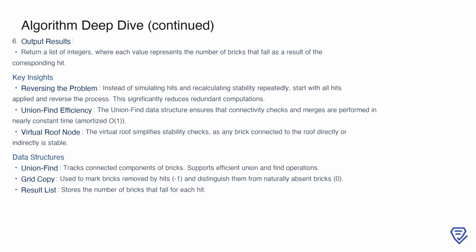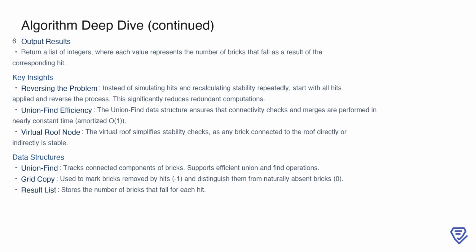This approach is highly efficient due to several key insights. First, reversing the problem avoids recalculating stability repeatedly, significantly reducing redundant computations. Second, the union-find data structure ensures that connectivity checks and merges are fast, with nearly constant time complexity for these operations. Third, the virtual roof node simplifies the process of determining stability, as any brick connected to this node is stable.